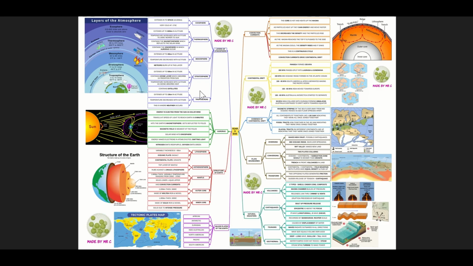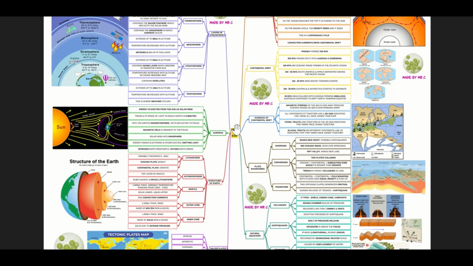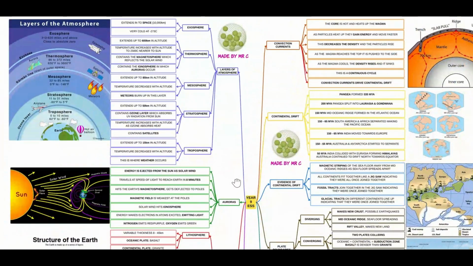Hello, this is the mind map for Year 9 Earth and Space Science. If you want to take a snapshot now, you can. Otherwise, we're going to zoom in. All right, first of all, we're going to start with the layers of the atmosphere.